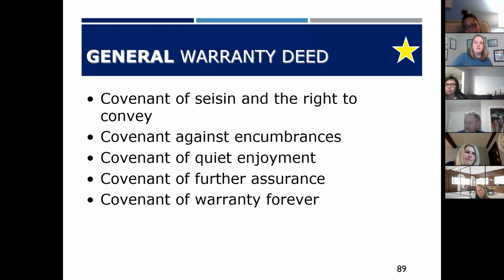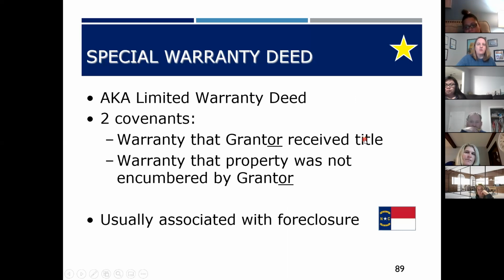Another type of deed that we may see is called a special warranty deed. Special warranty deed is also known as a limited warranty deed. Why? Because the warranties are limited. It only offers 2 covenants. The grantor promises, yeah, I received this title. I have this title. And the grantor promises that they did not encumber the title. They didn't do anything to it that could affect the new owner. In North Carolina, where we typically see a special warranty deed is with a foreclosure.